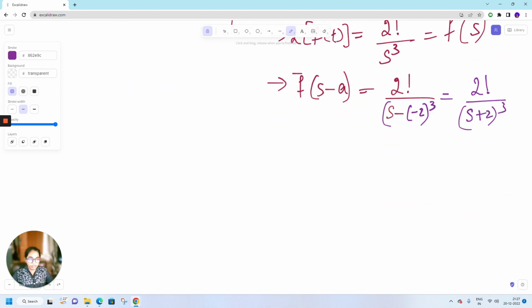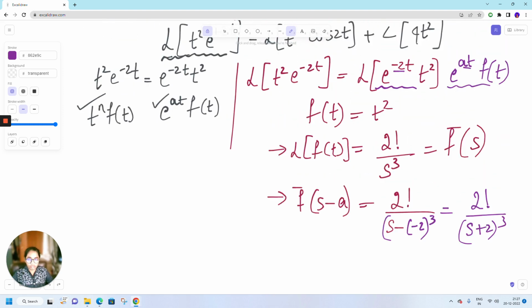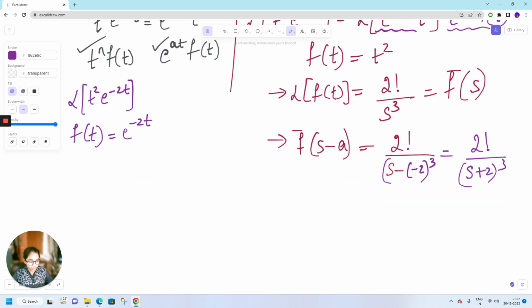Okay. Now moving on. Let me try solving the same Laplace of t square e power minus 2t using the second property. What was the second property? Take f of t as e power minus 2t. What should I do next? Find the Laplace of this. What is Laplace of f of t? Laplace of f of t is 1 divided by s plus 2, which is equal to f bar of s.